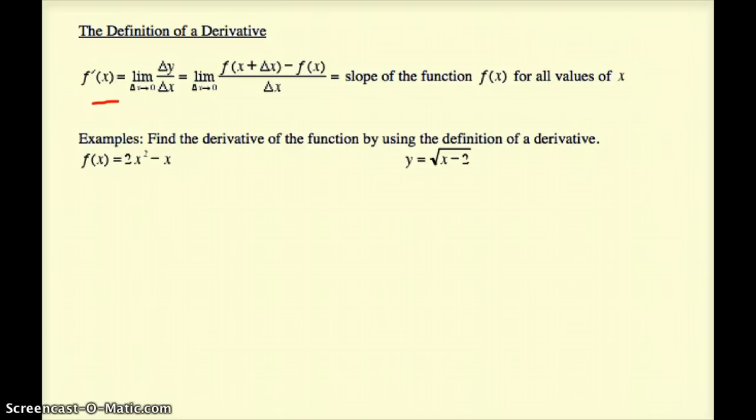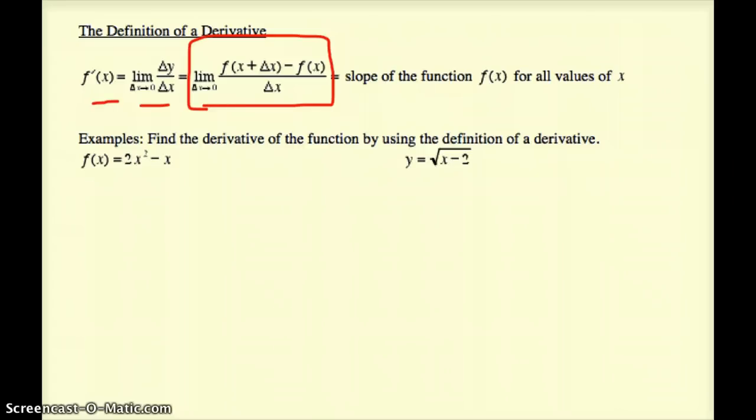So the limit as delta x approaches 0 of delta y over delta x is the same as the slope. But instead, I'm going to use this function notation right here. So the slope of the function f of x, for all values of x, has to follow this equation. And you've actually seen this equation when we were doing limits for one of your homework assignments. So let's try and solve one of these problems and see what we get.